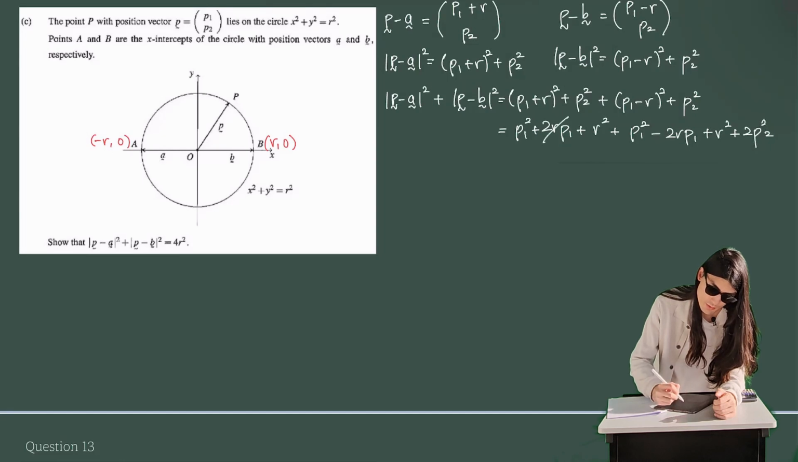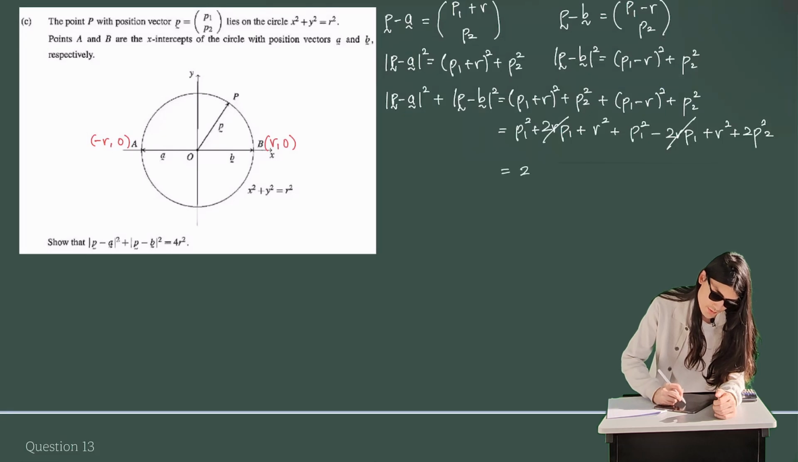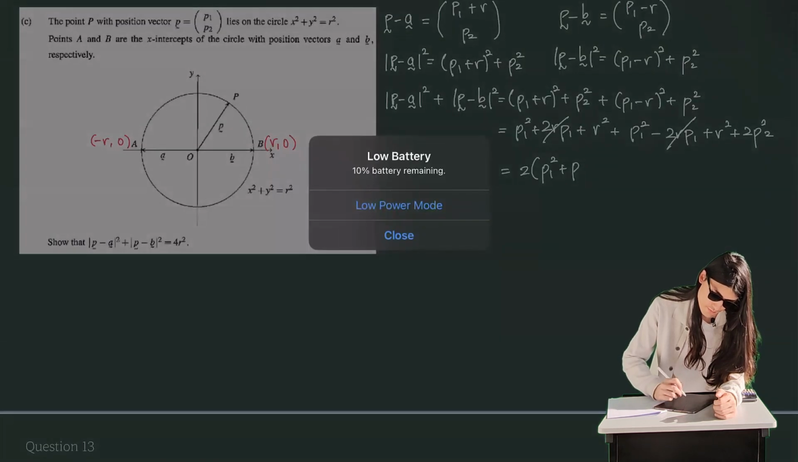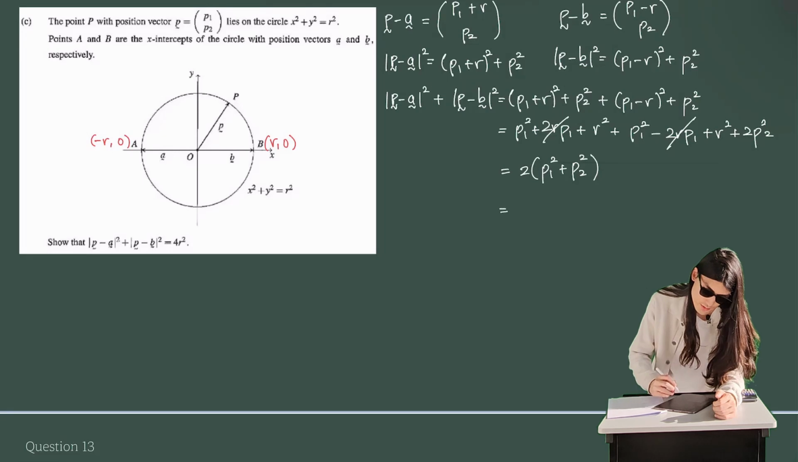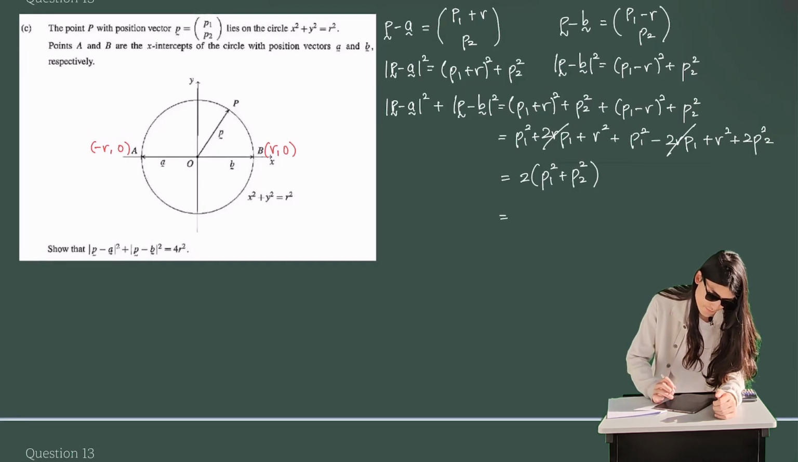And 2rp1 cancel, and we have 2 times p1 squared plus p2 squared. But of course, p1 squared plus p2 squared should equal to r squared, shouldn't it? Why?